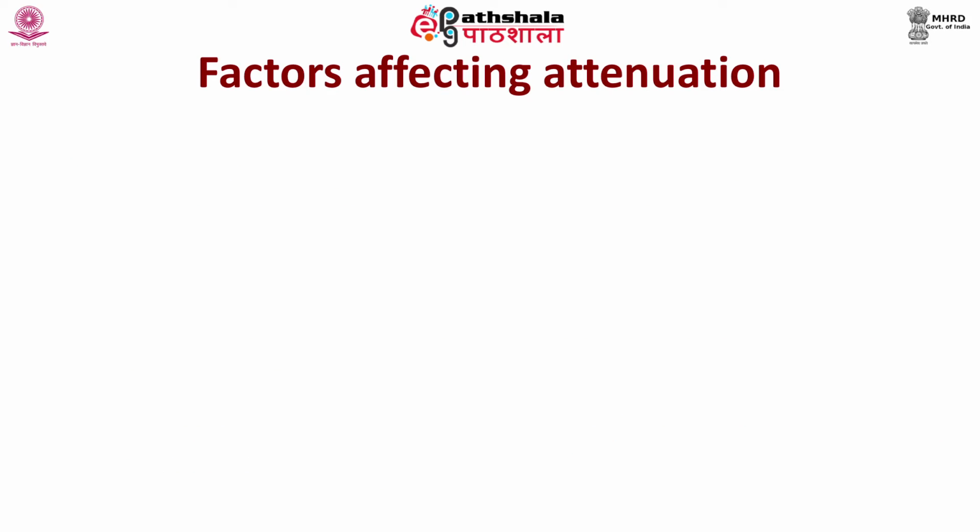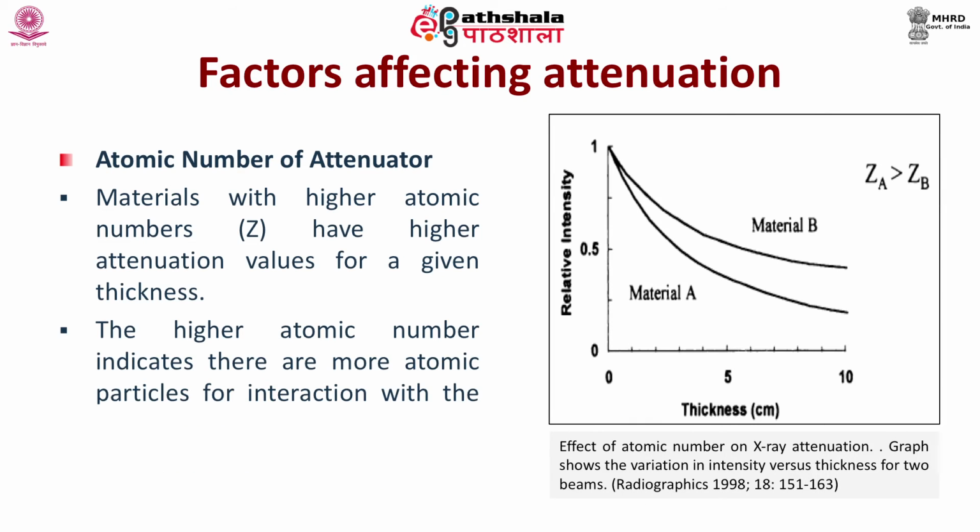The fourth factor on which the attenuation depends is the atomic number of the material. The higher the atomic number of the material, the more the attenuation, and the lower the atomic number of the material, the lesser the attenuation. So the relationship between attenuation and atomic number of the medium is direct. The same concept is explained in the graph.